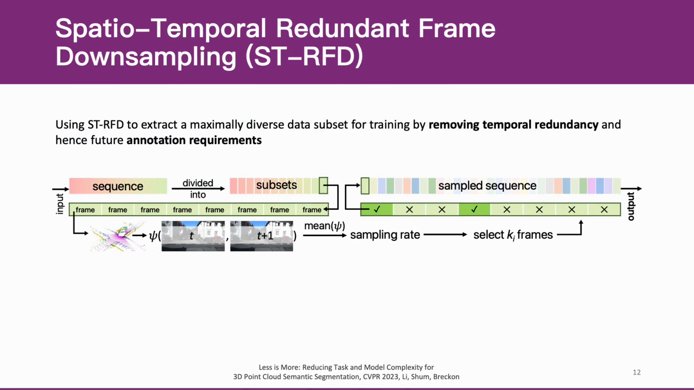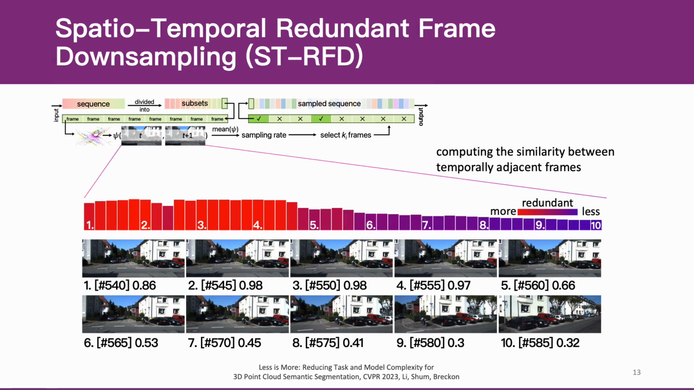The second contribution is the ST-RFD strategy. It extracts a maximally diverse data subset for training by removing temporal redundancy and hence future annotation requirements. It is conducted inside each temporally continuous LiDAR sequence. First, we evenly divide p point cloud frames in each sequence into several subsets. We compute the similarity between temporally adjacent frames.